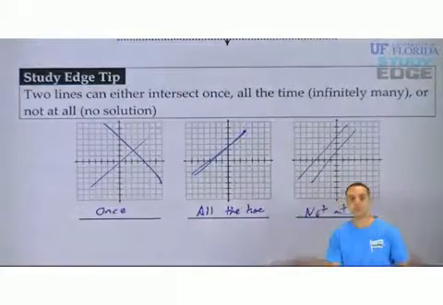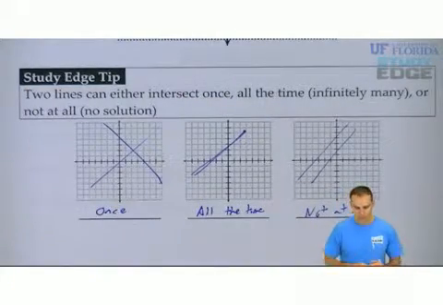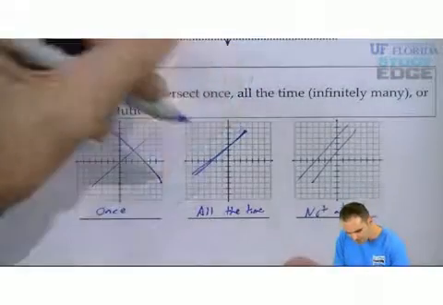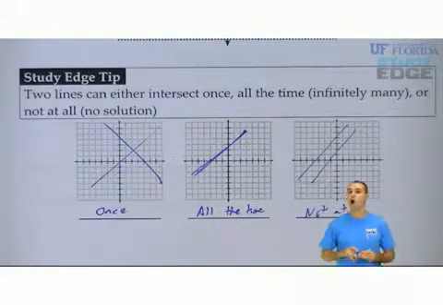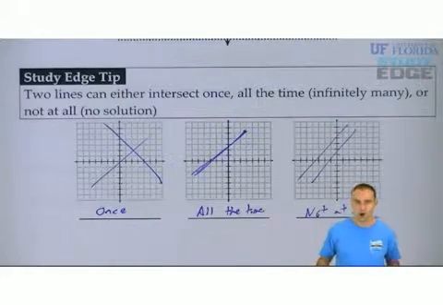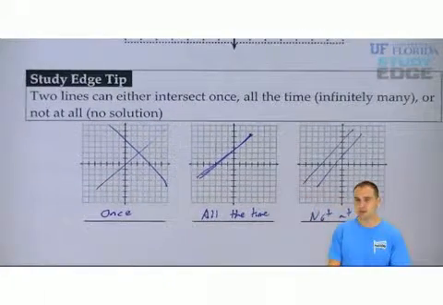And these are the only three cases that you will get for two lines overall. It will either happen once, all the time, or not at all.